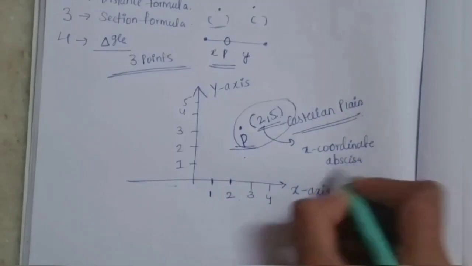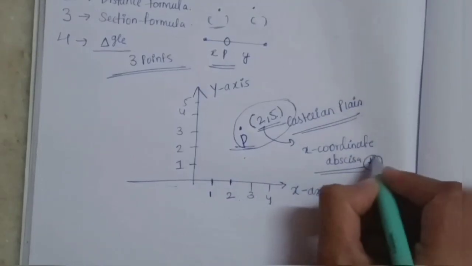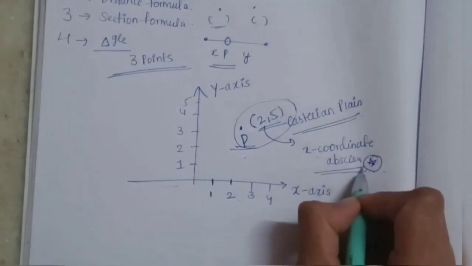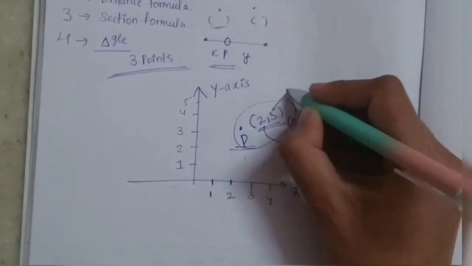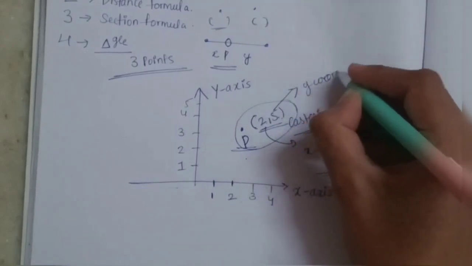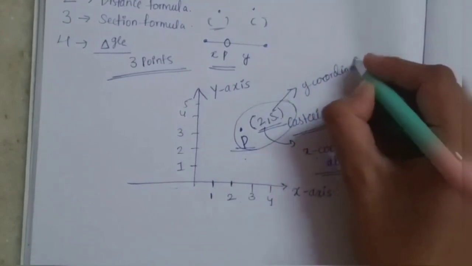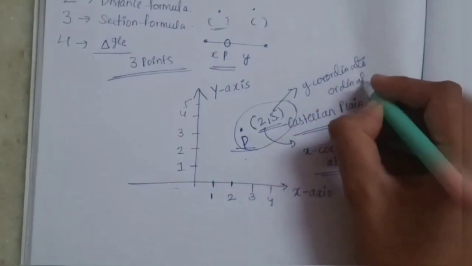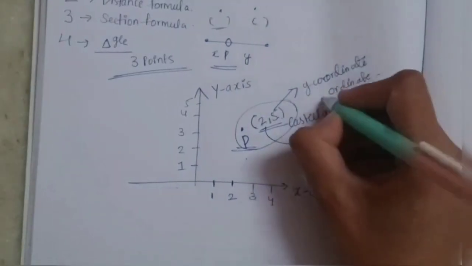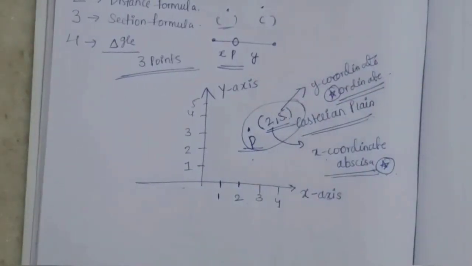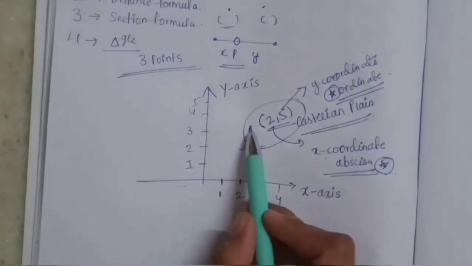Abscissa. It can come as an MCQ: what is the x coordinate called? It is called abscissa. And the y coordinate is also called the ordinate. Ordinate. This can also come as an MCQ in your final exams: what is the y coordinate called? It is called the ordinate. Right. So we need to locate this point.